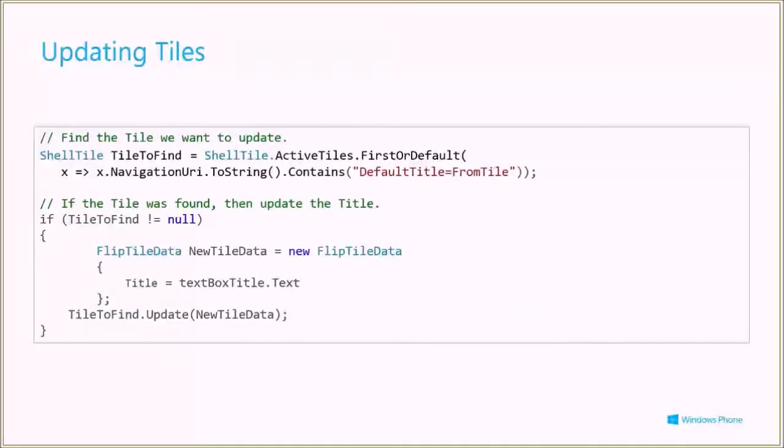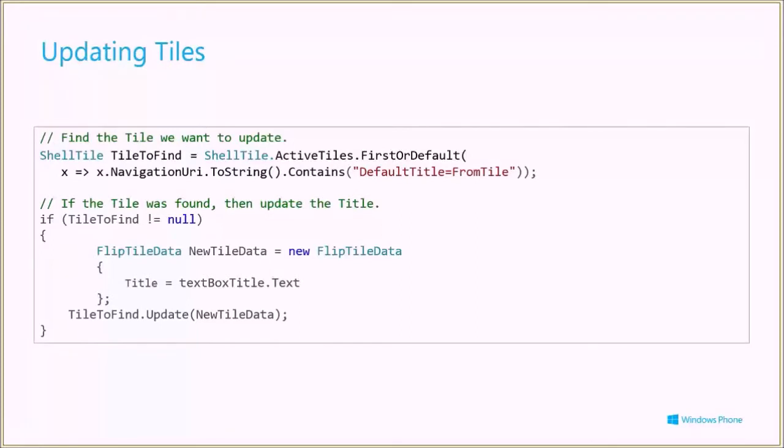What about updating the tile? You have to create an object of the ShellTile, and then in this object you check your active tiles. If you just press FirstOrDefault and close this bracket, then you're selecting the first tile you have, which means that this is the application tile. You can update that application tile.